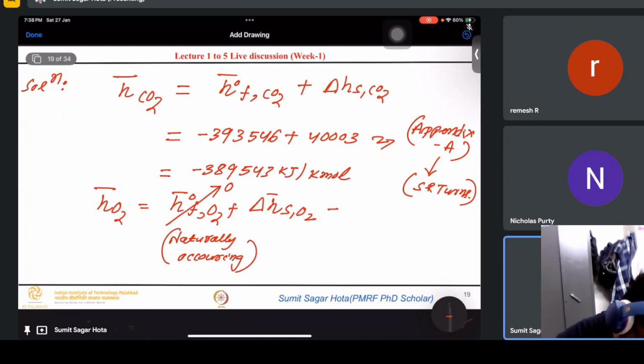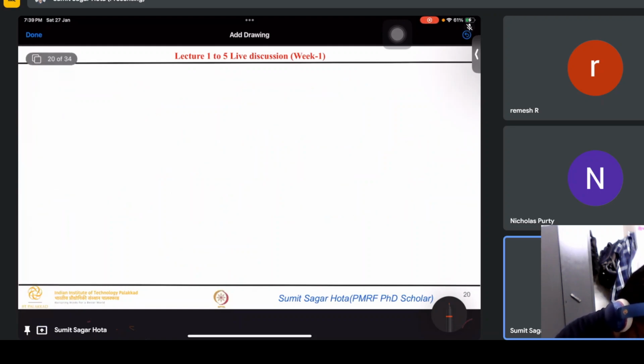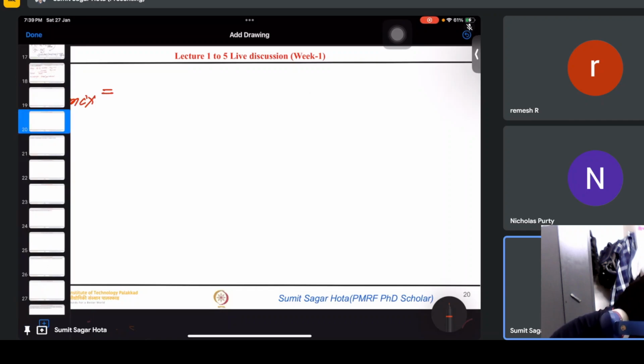Only then will there be sensible enthalpy to raise the temperature. Now, the standardized enthalpy of the mixture. The formula is h bar of the mixture is equal to, okay, so note one thing here.